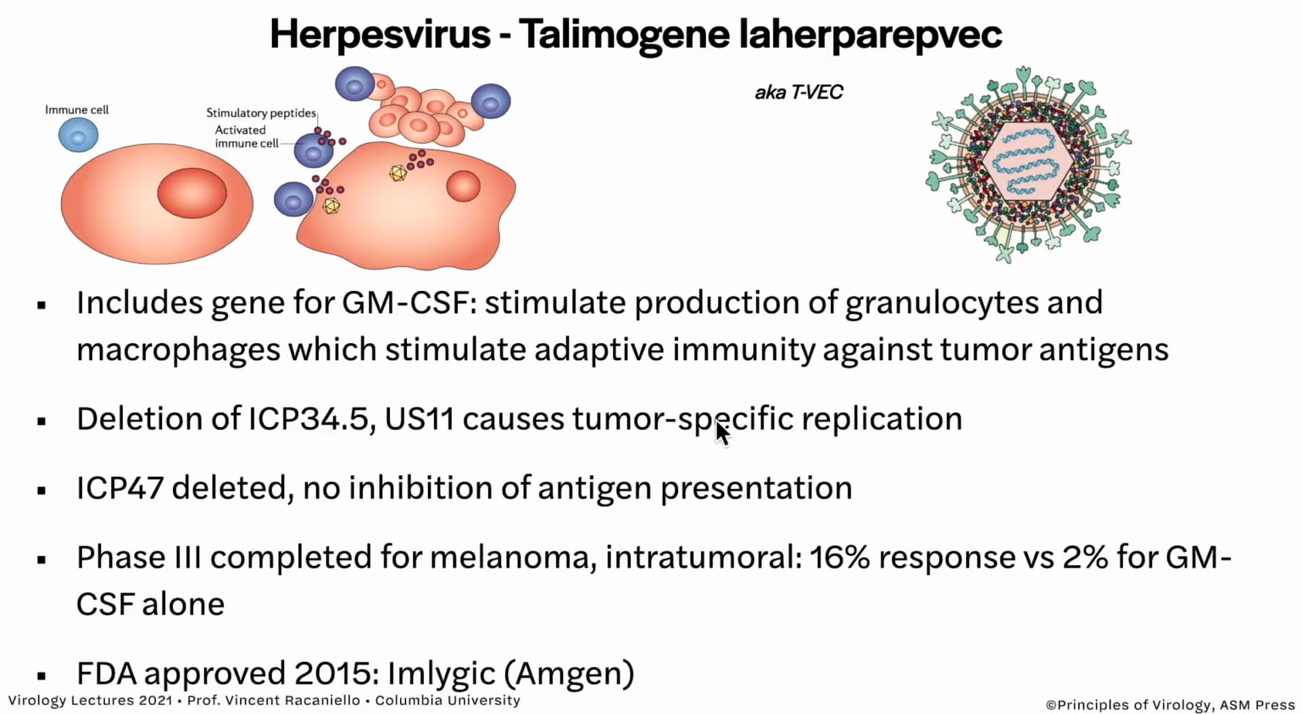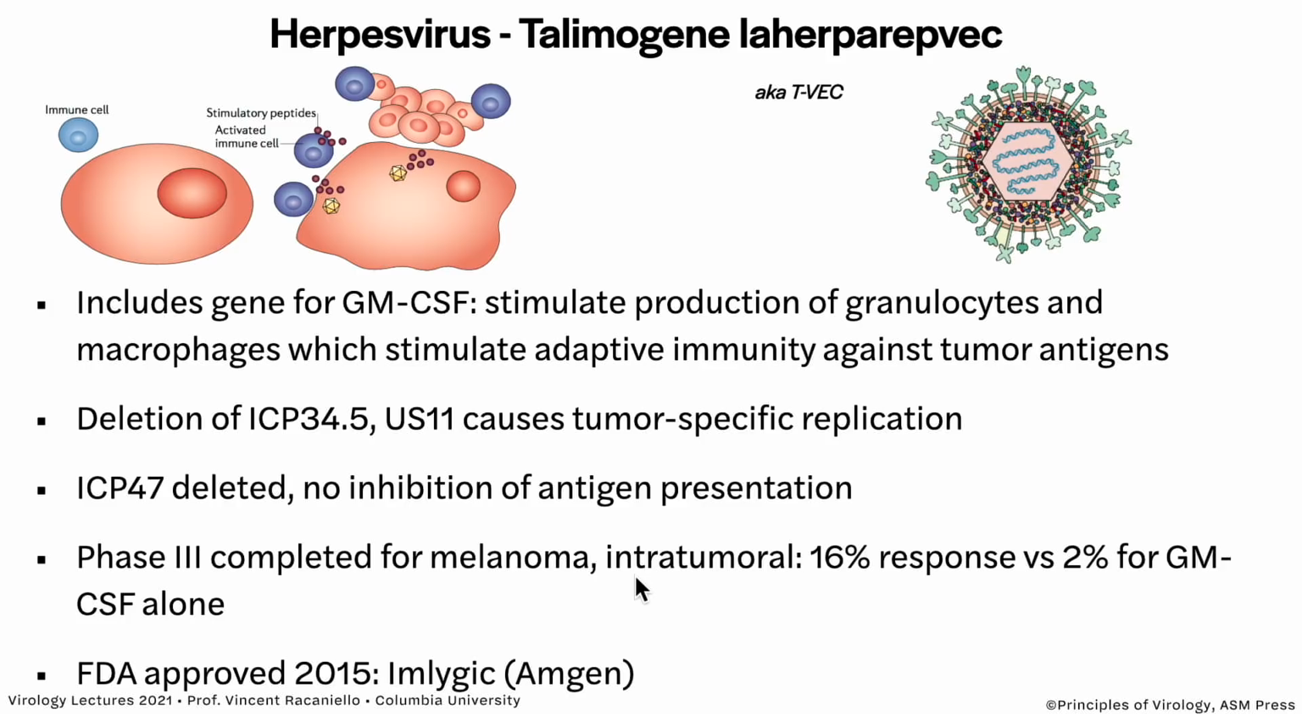Herpes virus has also been modified. This is the name of it. It's also called TVEC, which I think is easier to pronounce. What we do is take herpes simplex virus and put in the gene for GM-CSF. So now the infected tumors are going to make this chemokine, and that'll stimulate the production of granulocytes and macrophages, which will further attack the tumor cell. It's deleted for ICP34.5 and US11, which turn out to make it replicate in tumors. It's deleted for ICP47. This gene normally inhibits antigen presentation, so now the cells are going to be recognized by CTLs.